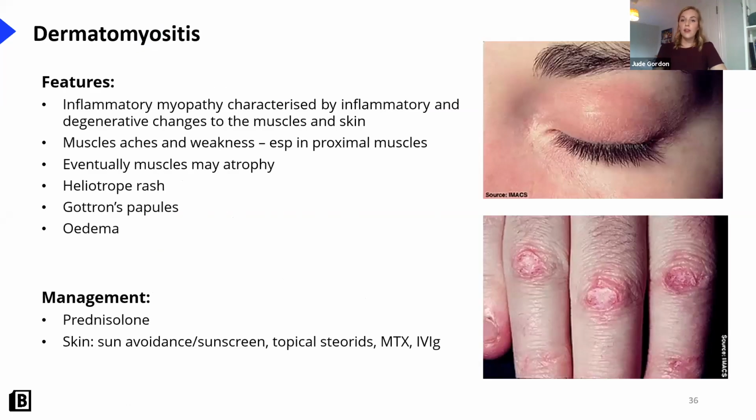So this is a fairly rare condition, but it's an important one to be aware of, and it's definitely an important one that comes up in exams relatively frequently. It's another inflammatory condition, an inflammatory myopathy this time. So a lot of what we've been talking about so far has been affecting the joints. This one's affecting the muscles. It's characterized by inflammatory and degenerative changes to the muscles and the skin.